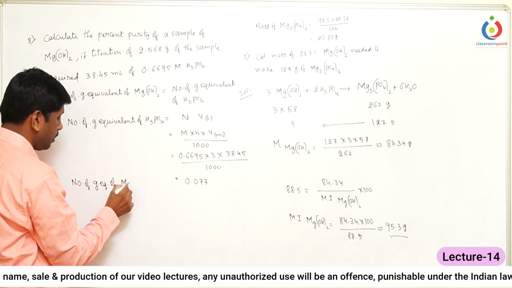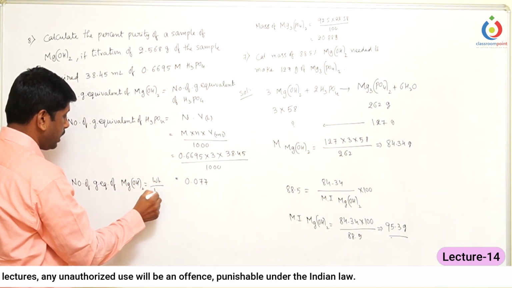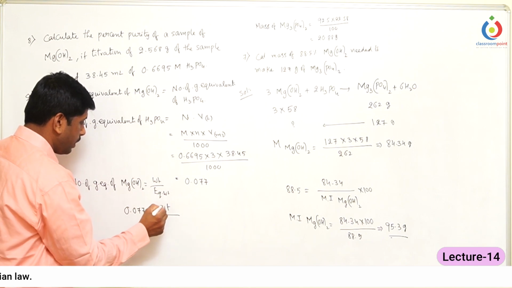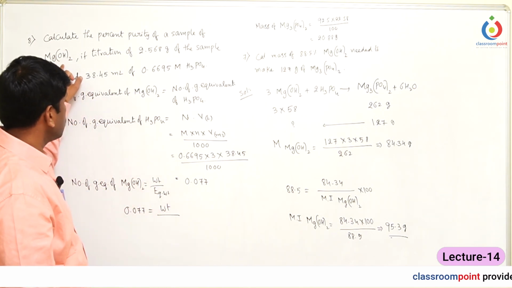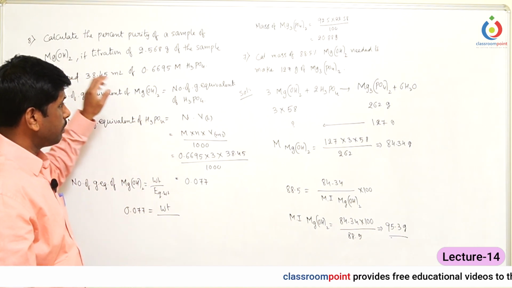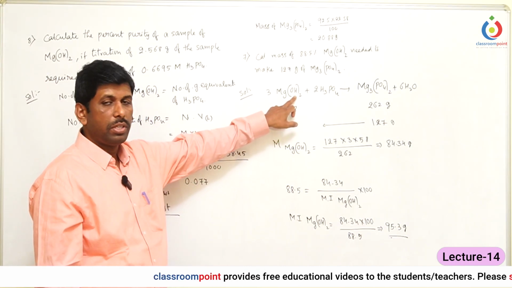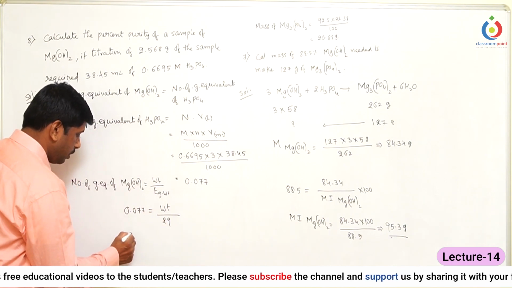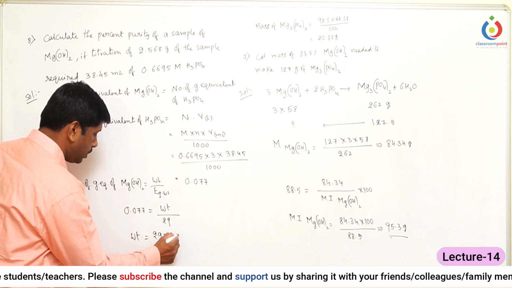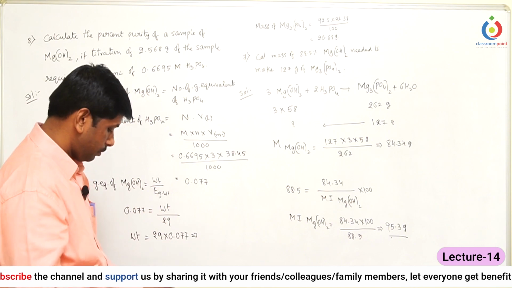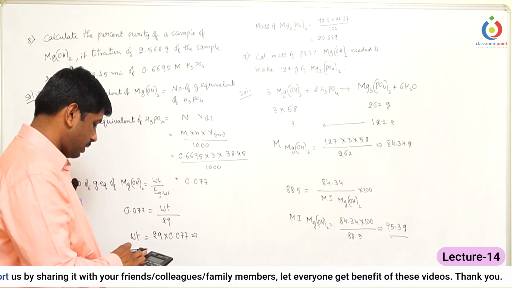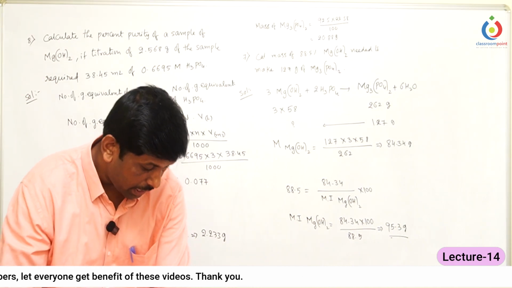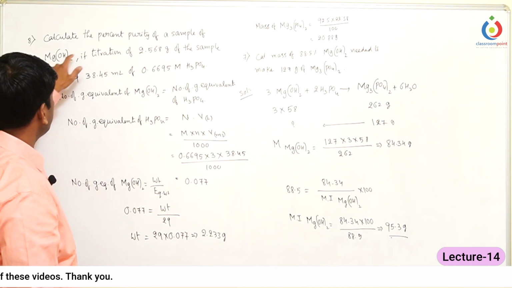of magnesium hydroxide, Mg(OH)2, is equal to weight by equivalent weight. The number of gram equivalents we have already taken as 0.077, equal to weight divided by equivalent mass. Equivalent mass of magnesium hydroxide is molecular mass by its acidity. The molecular mass of magnesium hydroxide we have seen is 58. It can produce 2 OH minus ions. That's why 58 divided by 2 is equal to 29. So the weight of magnesium hydroxide required equals 29 into 0.077, which equals 2.233 grams. So this much is required, but actually this is the pure compound required, and we have to calculate the percentage.